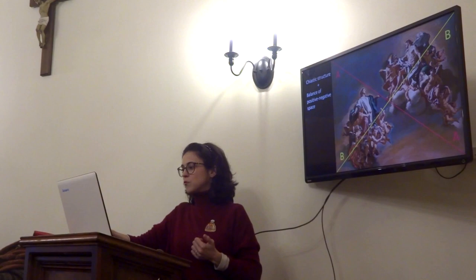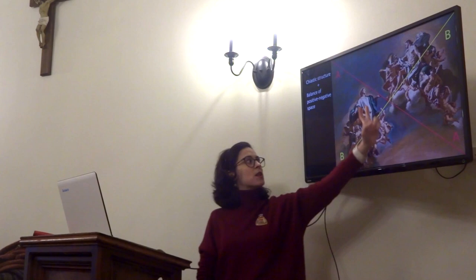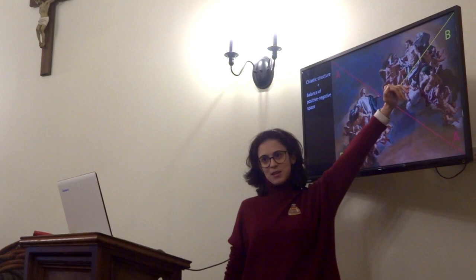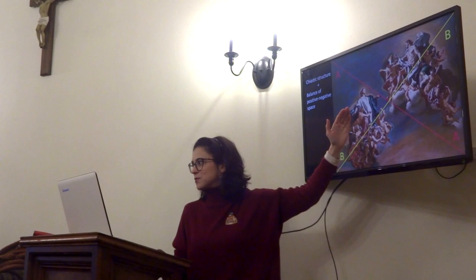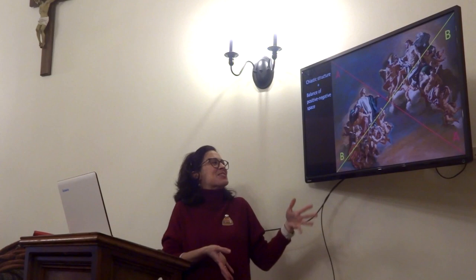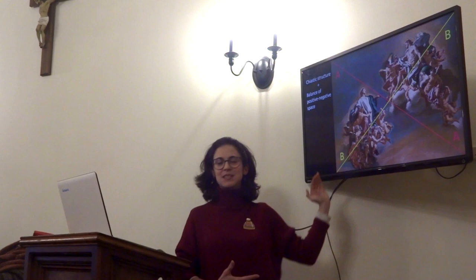But if we take a step further, diagonal A would divide the composition between the becoming glorified of Our Lady and the fully glorified of heaven where Christ is. And diagonal B would be the one that carries the narrative of the painting, because she is being assumed. She is literally assumed, thank you. So she's going towards Christ. It's not static, she is moving. There's a sense of movement.